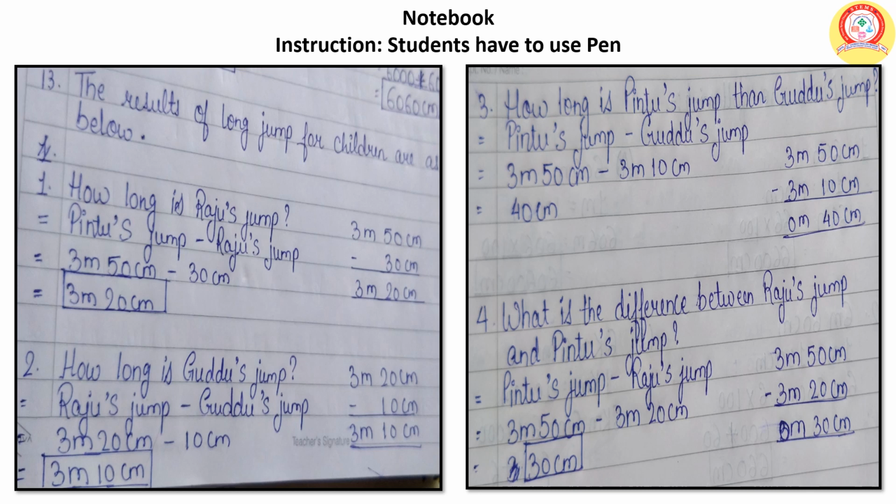Now let's move to question 4. What is the difference between Raju's jump and Pintu's jump? So what is the jump of Pintu's? 3 meter 50 centimeter minus Raju's jump, which is 3 meter 20 centimeter. When we will minus it, we will get the answer 30 centimeter. So 30 centimeter is the difference between Raju's jump and Pintu's jump.